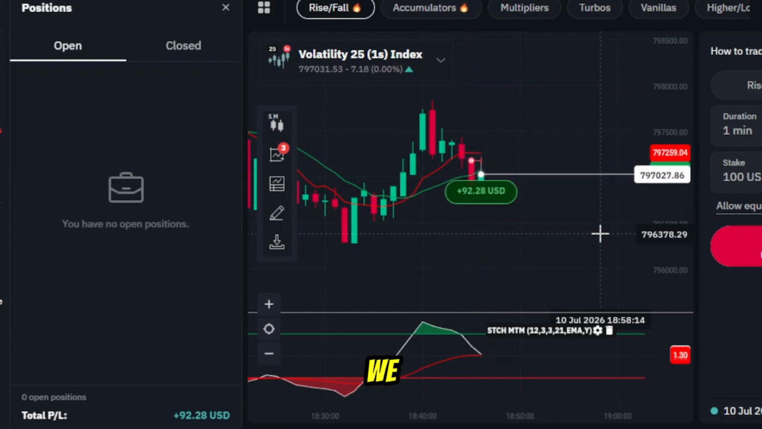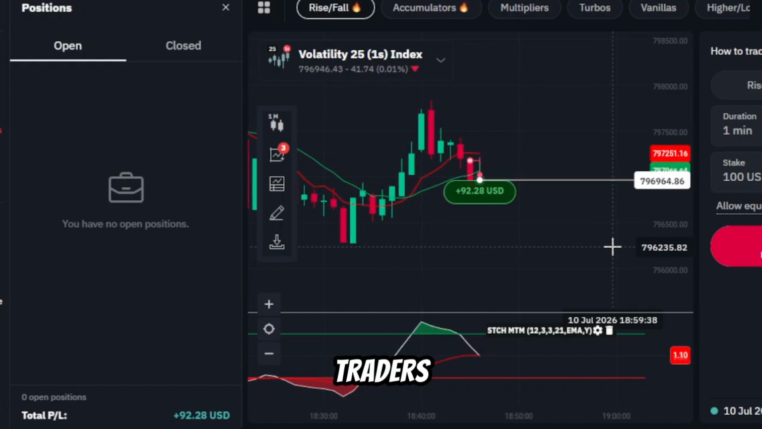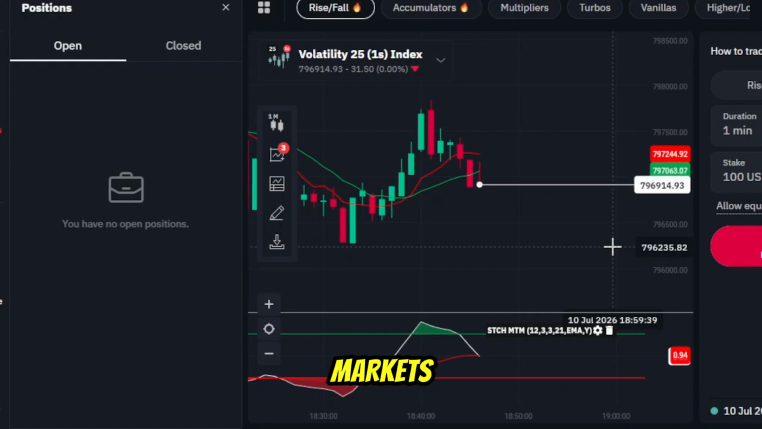As you can see, we successfully made $100 using this simple strategy on Deriv Volatility 25, 1-second index. This high probability setup is designed for beginner traders who are just new to Deriv markets.